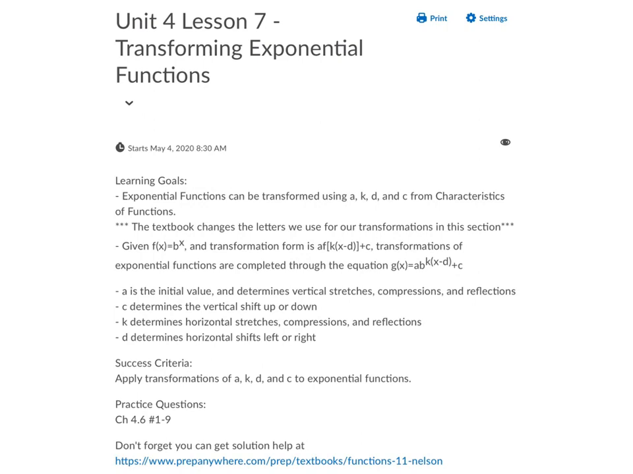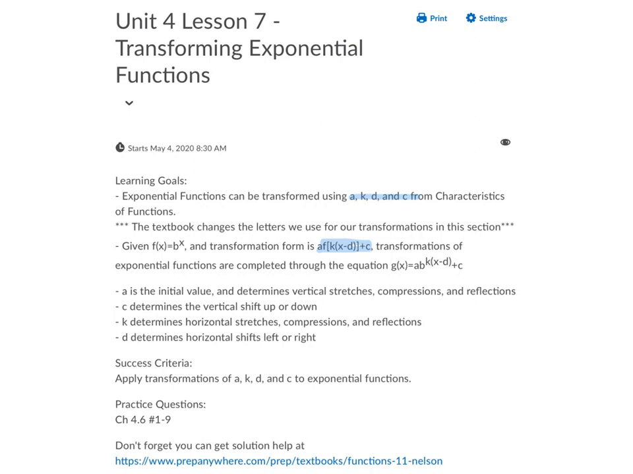Please note that in this section of the course, your textbook actually changes the way in which we name our transformations. Instead of A, B, C, and D, we're now going to be using A, K, D, and C. Alright, and we have our transformation form given to us right here so that we can review the way these transformations are applied.